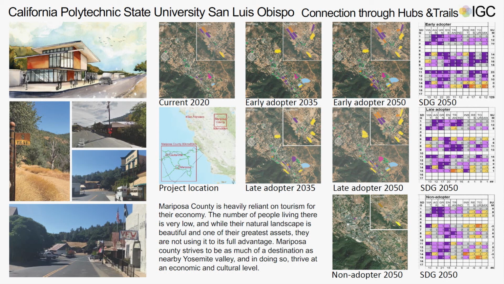So in the SDG graphics, what we see as we move from early adopter to non-adopter is in this area, which is in tourist and residential, we see a large detriment. And that's because Mariposa County's economy and the sense of community can't benefit without having some sort of developed downtown and people present when tourists go through, because if there's not, then they're just not going to want to stay.